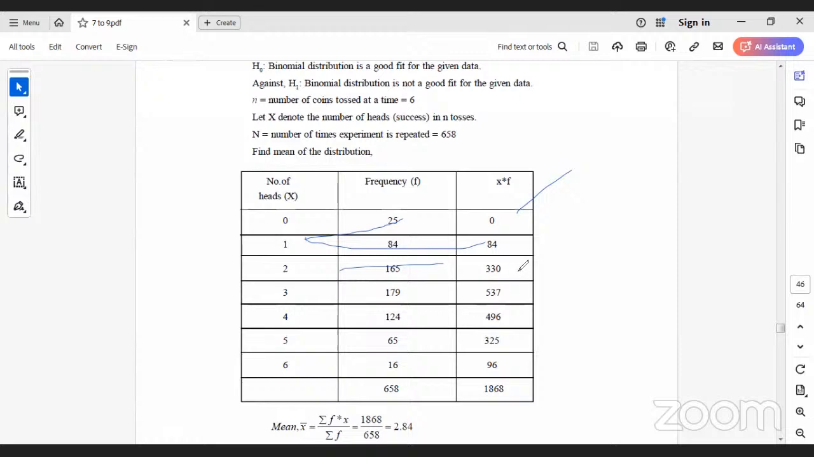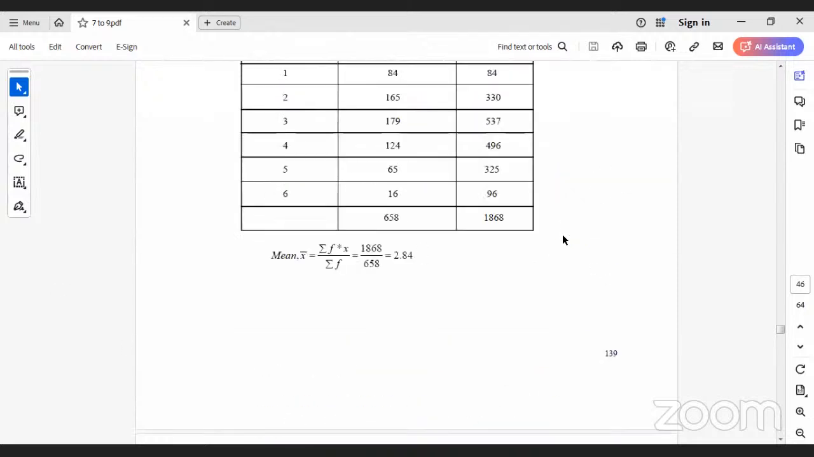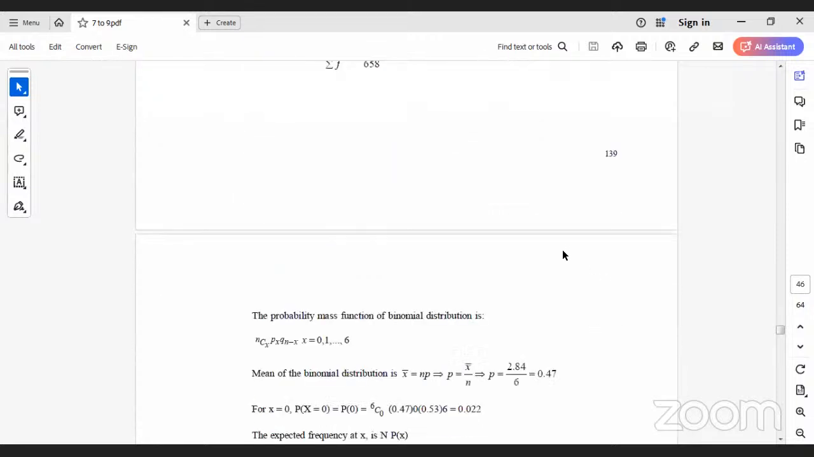2 into 165 is 330. 3 into 179 is 537. 4 into 124 is 496. 5 into 65 is 325. 6 into 16 is 96. The total is 658. This total is 1868 that we are taking here. So 1868 by 658 is equal to 2.84.